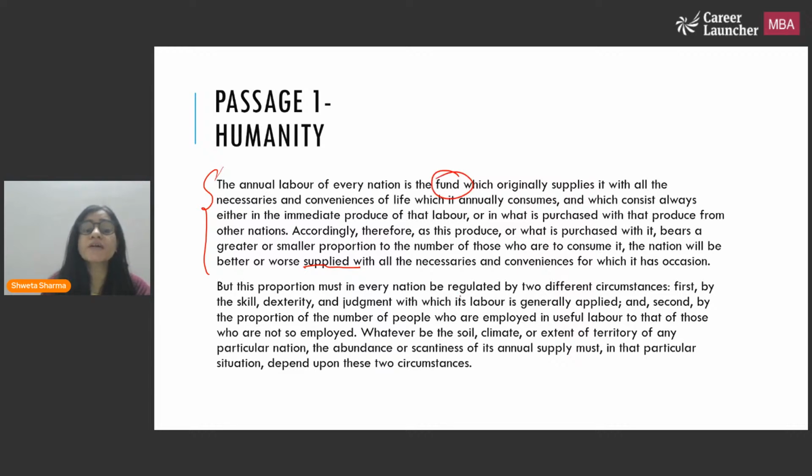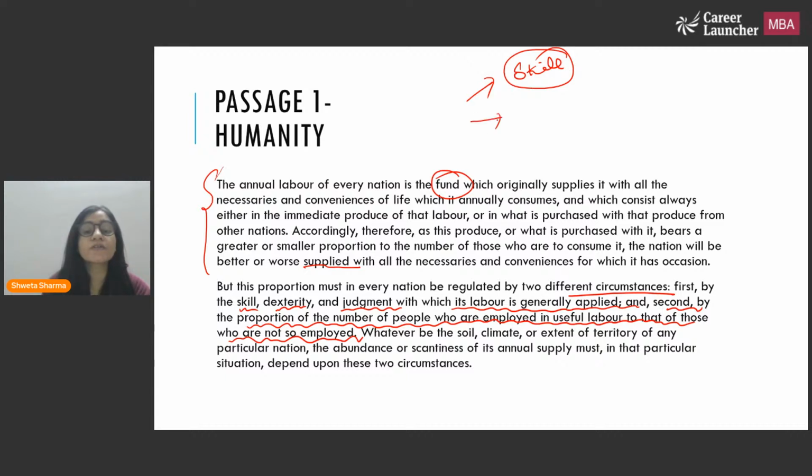But this proportion must in every nation be regulated by two different circumstances. Then it goes on to say that this proportion, if we talk about two sorts of proportion, it must be depending on two important factors. First is by the skill, dexterity, and judgment with which its labor is generally applied, and second by the proportion of the number of people who are employed in useful labor to that of those who are not so employed. Right? So we are taking this ratio of people who are skilled. The skilled labor is more favored, more preferred as compared to the not so skilled.